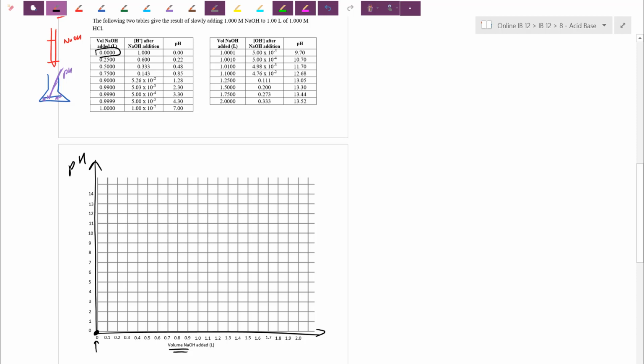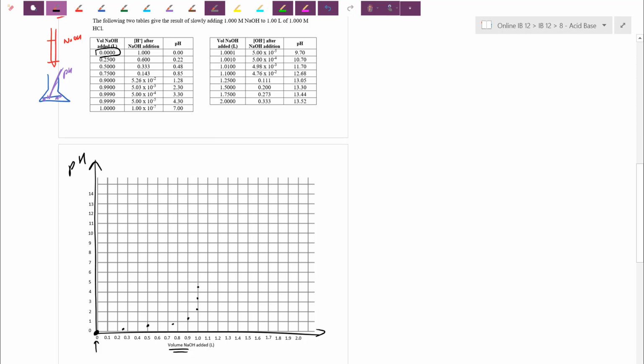At 0.25 is 0.22. So 0.25, 0.22. At 0.5 is 0.48. 0.75, 0.85. 0.9, 1.28. 0.99, 2.3. I'm starting to see that the pH is actually steadily increasing here. 0.99, 3.3, so just a little bit over here. Then 0.9999, 4.30.